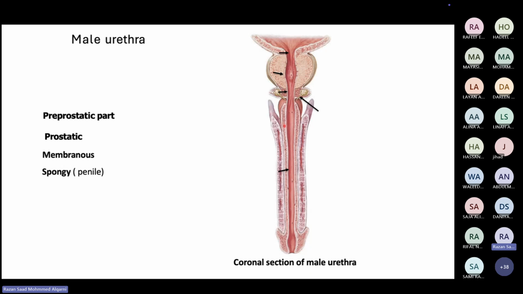Finally, it's just a review. As you can see, this is the pre-prostatic part, which has the internal sphincter. This is the prostatic part, which receives the opening of the ejaculatory duct. This is the membranous part, which is the narrowest and the shortest. And finally, we have the spongy or penile part, which receives the opening of the canal from the bulbourethral glands. And that's it for the male urethra.